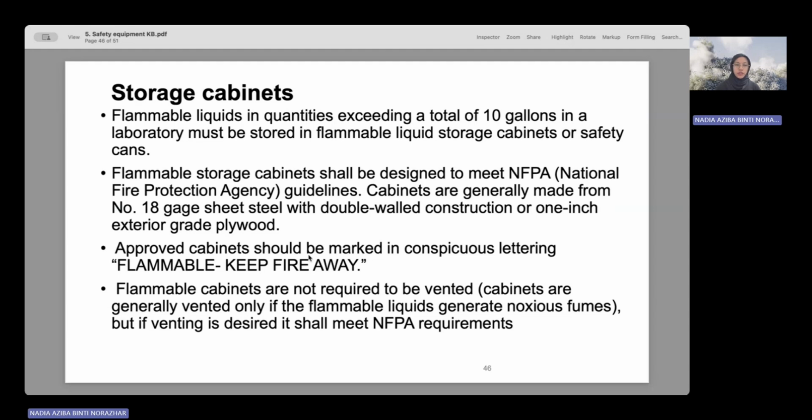Approved cabinets should be marked in conspicuous lettering such as "Flammable, Keep Fire Away." This is the sign that we usually see on the marked cabinets. Flammable cabinets are not required to be vented, because cabinets are generally vented only if the flammable liquids generate noxious fumes. But if venting is desired, it shall meet the NFPA requirements. So there are also different types of cabinets, vented and non-vented.